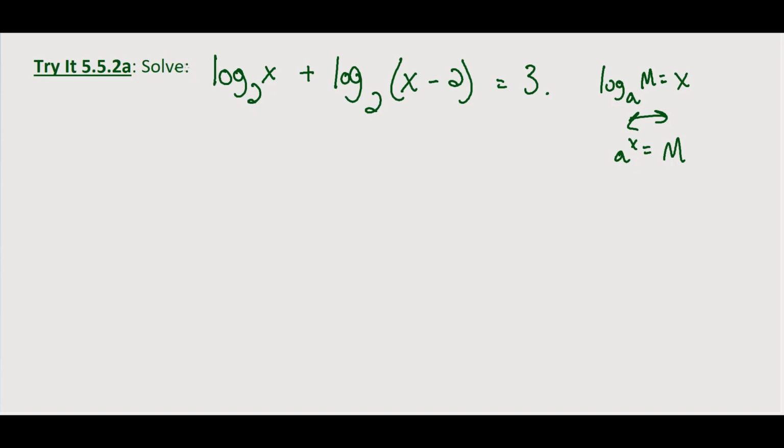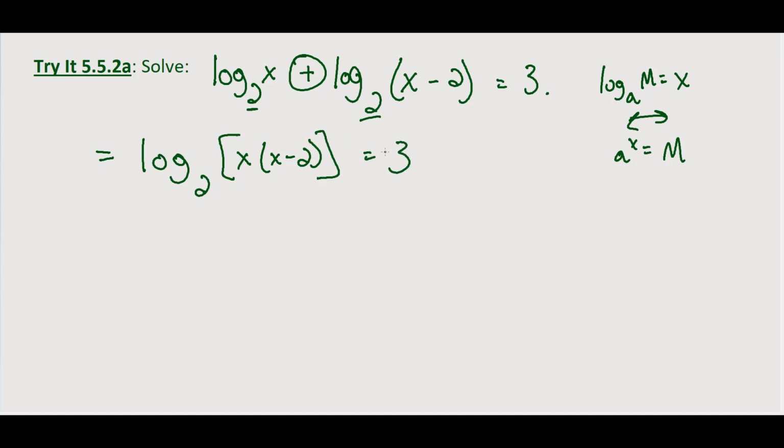So if we look at what we're given to solve, log base 2 of x plus log base 2 of x minus 2 equals 3, we have the same base. Addition is being used, so that means we can use the product property. So the left-hand side using the product property ends up being log base 2 of x times x minus 2. That's still all equal to 3. Well, now what do we do?